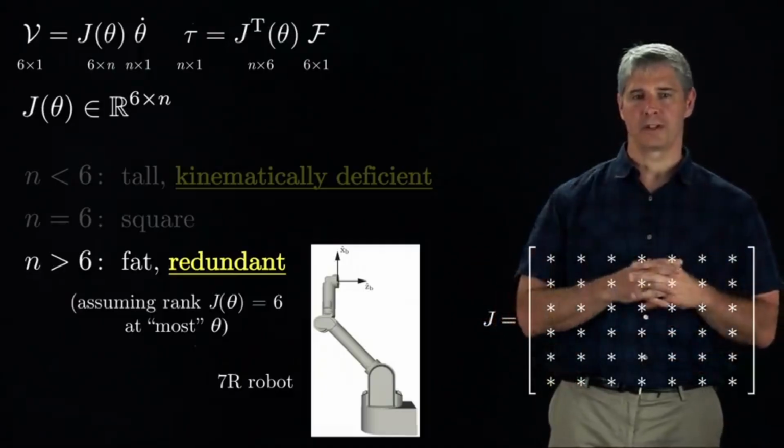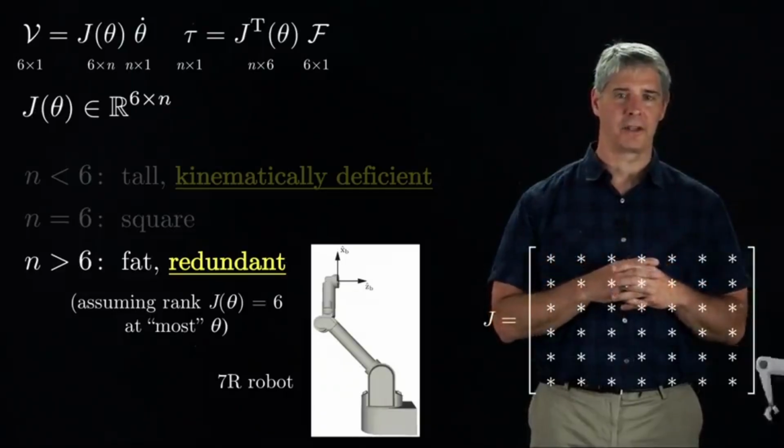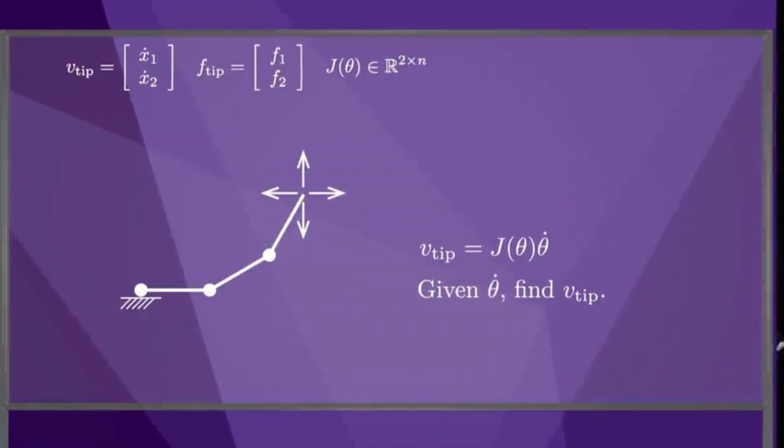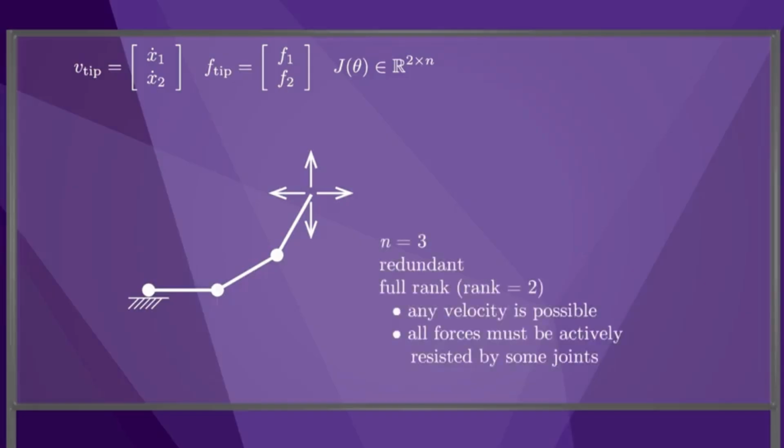It can be difficult to visualize 6-dimensional motion of a robot, so to illustrate the shape and rank properties of the Jacobian, we will use a simple planar example. In this example, the end effector velocity v-tip and force f-tip are 2-vectors, and the Jacobian is 2 by n, where n is the number of joints. For the 3R arm shown here, the number of joints n is 3, the robot is redundant, and its 2 by 3 Jacobian matrix is full rank, meaning its rank is 2 at the configuration shown.